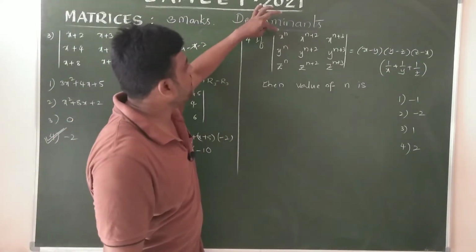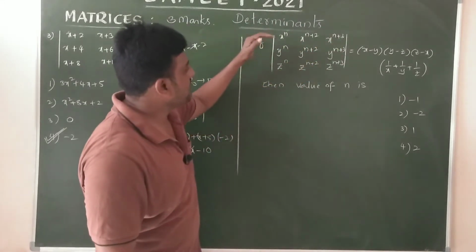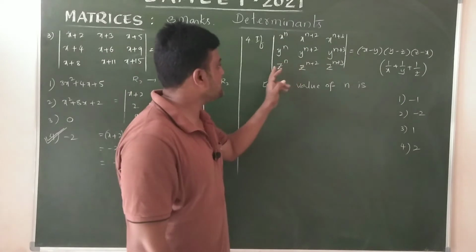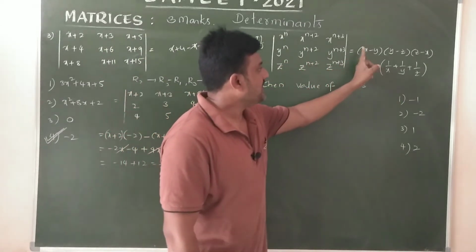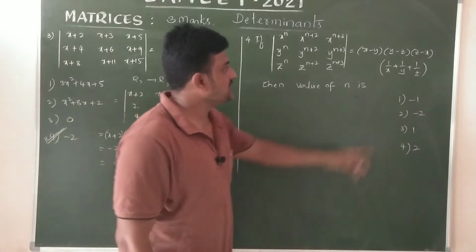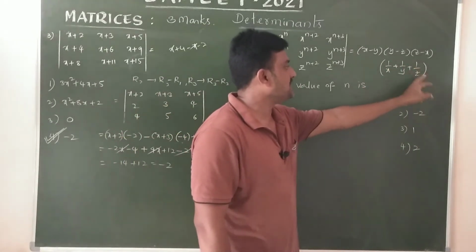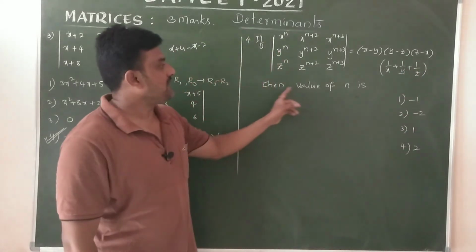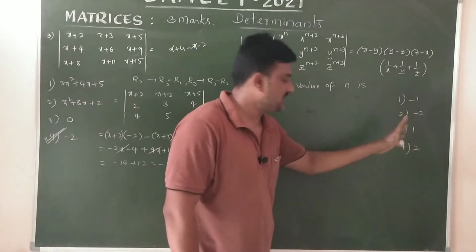If the determinant of x^(n+2), x^(n+3), y^(n+2), y^(n+3), z^(n+2), z^(n+3) equals (x minus y)(y minus z)(z minus x) times (1/x plus 1/y plus 1/z), then the value of n is either minus 1, minus 2, 1, 2.